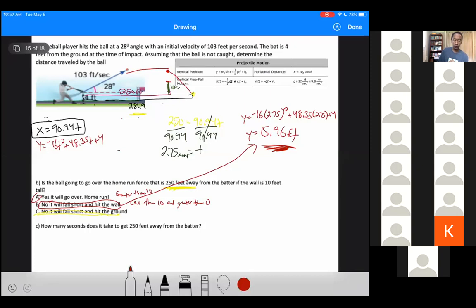What about if it fell short and it hit the ground? Then what would this number have to equal? So if it hit the ground before the wall, what would the value of y be when you plug in, in order for the answer to be C?